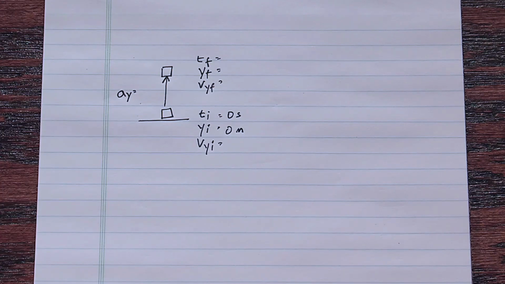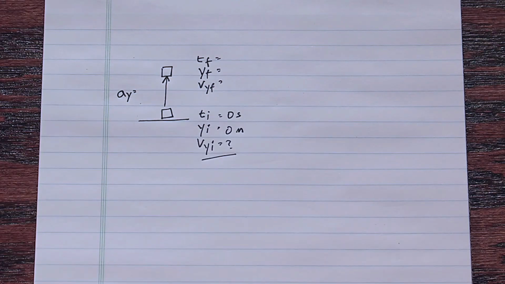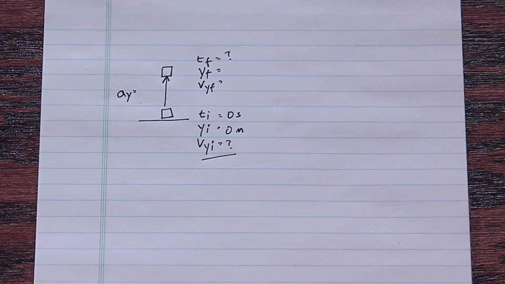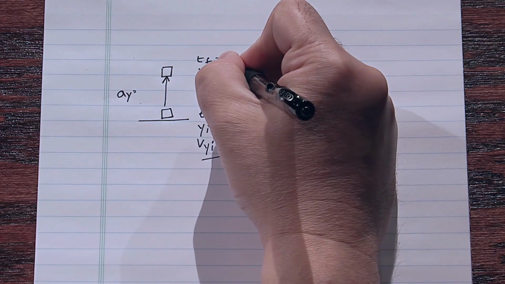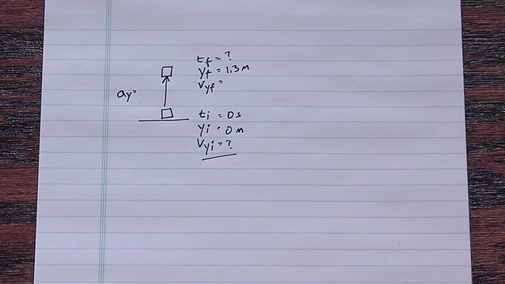v_y initial, we don't know. And in fact, that's what we're asked to find. What is v_y initial? t final, we don't know. y final, we're told, is 1.3 meters. And v_y final is something that we had to infer from the exercise statement.